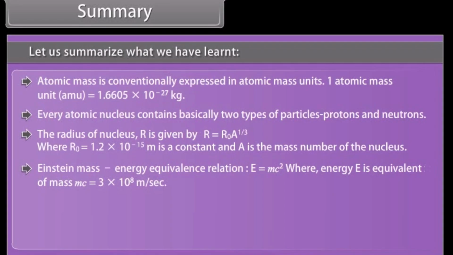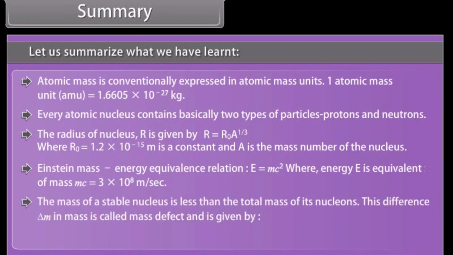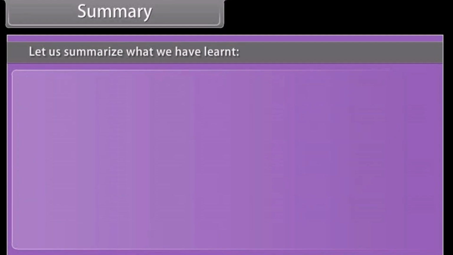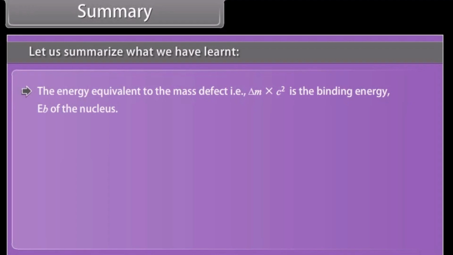Einstein's mass-energy equivalence relation, E = mc², where energy E is equivalent to mass m, and c is the velocity of light in vacuum, that is 3 × 10^8 meter per second. The mass of a stable nucleus is less than the total mass of its nucleons. This difference, delta m, in mass is called mass defect. The energy equivalent to the mass defect, that is delta m times c squared, is the binding energy, EB, of the nucleus.